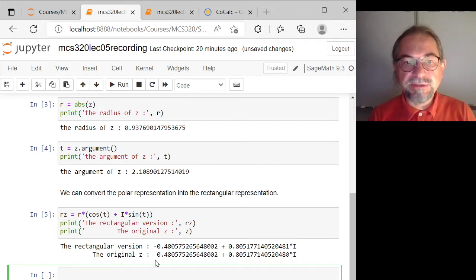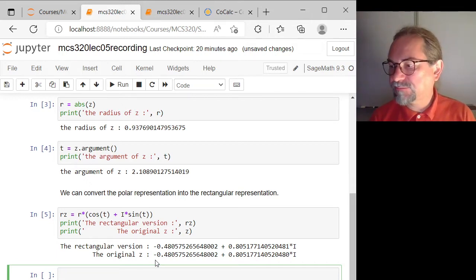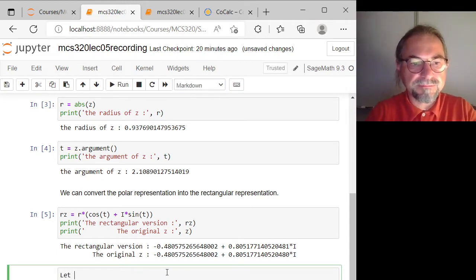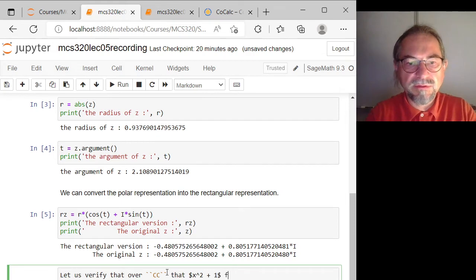And now you see that indeed I have the rectangular version and the original version. The rectangular version reconstructed from the polar representation. So I was using the I, so the I is the imaginary unit. Let me verify that over the complex numbers, over C, that the polynomial x squared plus 1 factors.